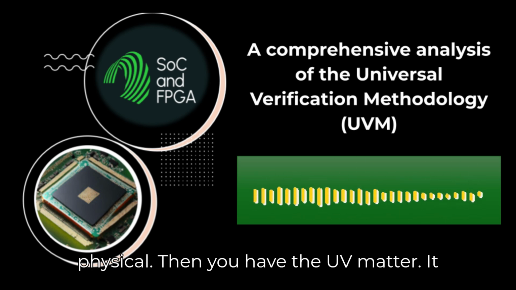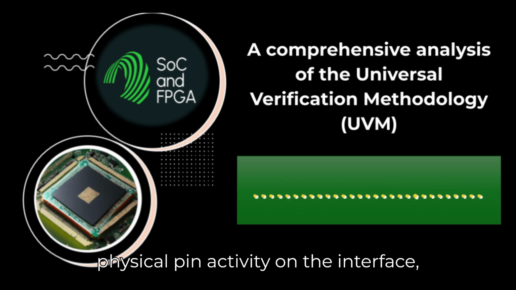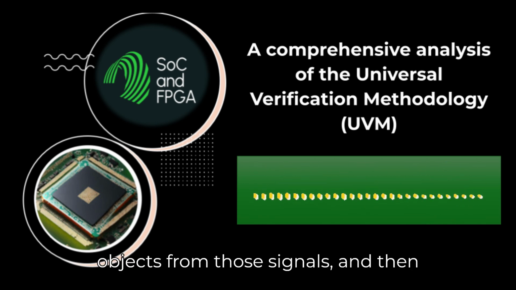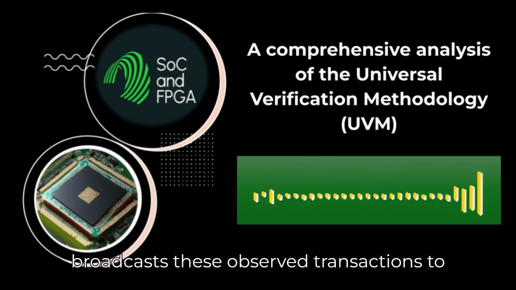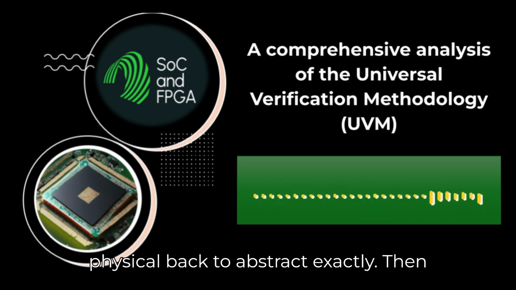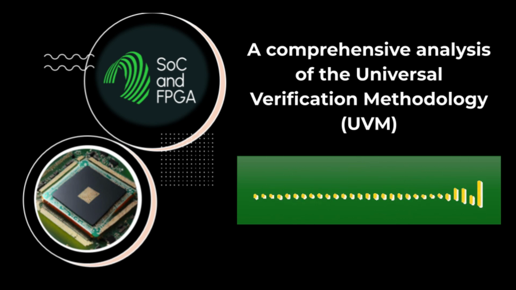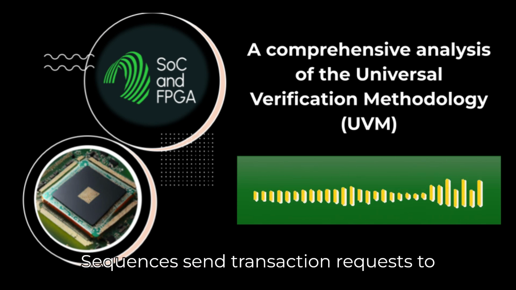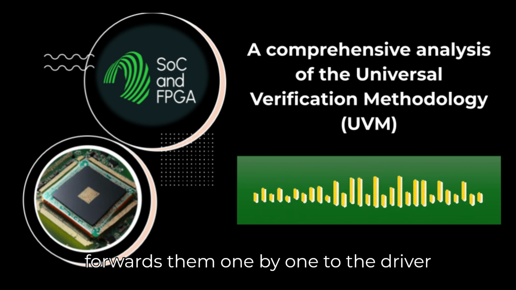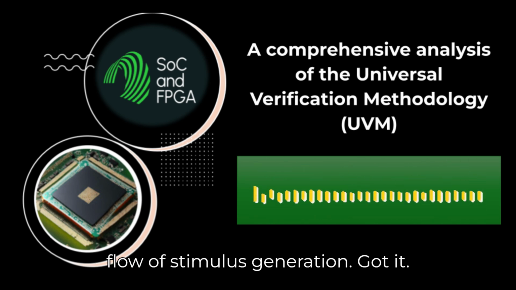Okay, abstract to physical. Then you have the UVM monitor. It does the opposite. It watches the physical pin activity on the interface, reconstructs the abstract transaction objects from those signals, and then broadcasts these observed transactions to anyone interested, like the scoreboard. Physical back to abstract. Exactly. Then there's the UVM sequencer. Think of it as the traffic manager for stimulus. Sequences send transaction requests to the sequencer, and the sequencer then forwards them, one by one, to the driver when the driver is ready. It manages the flow of stimulus generation.